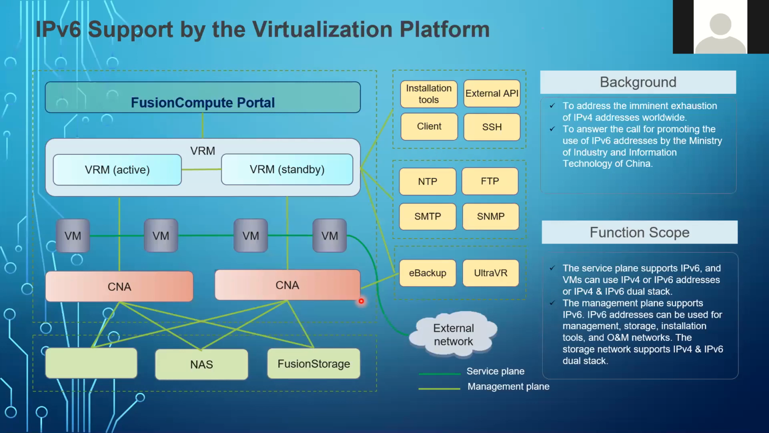IPv6 is already supported. This is a complete diagram of the network. We have two planes: one is the service plane, and the other is the management plane. The management plane is used for managing VRM, SSH, the installation tool, SMTP, and FTP. All these things are managed through it. The service plane is used to connect VMs to the external network. IPv4 and IPv6 are both supported. It's a complete diagram, and you can see that all the things are connected together.